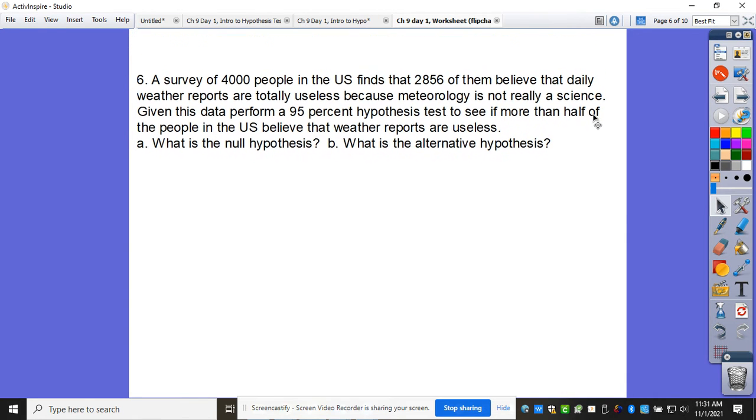So with this one, a survey of 4,000 people. So that's our what? In the U.S. finds that 2,856 of them believe that daily weather reports are totally useless. What do you think that is? Because that's our number of successes. What would I use X and N to find? So I would use that if this were really a problem. 2, 8, 5, 6, 7.